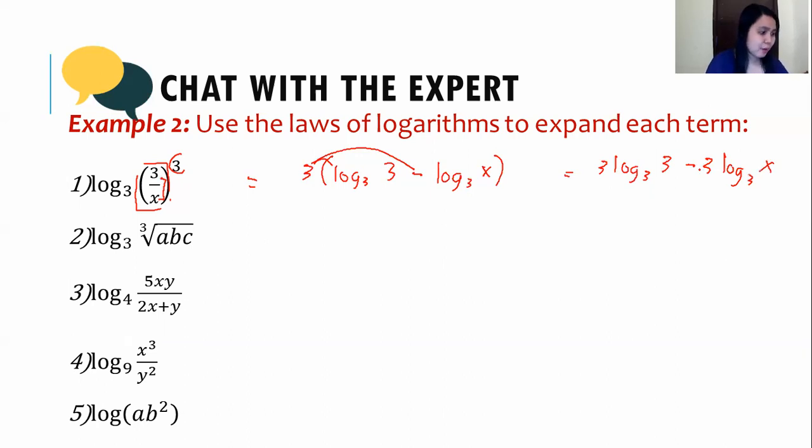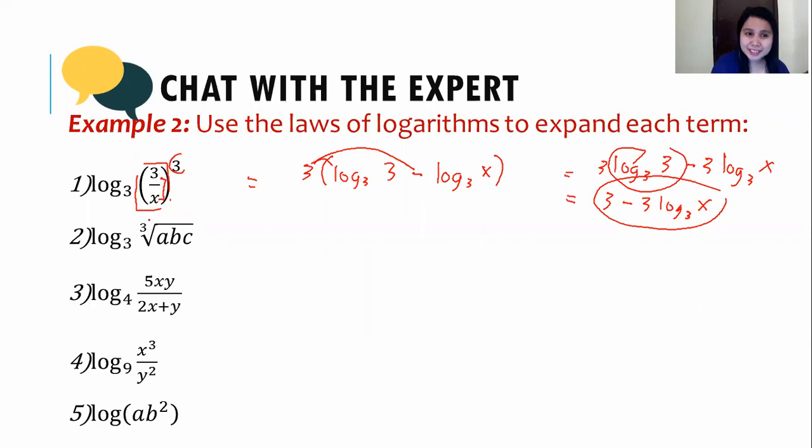However, you can still simplify this one, right? Because log base 3 of 3 is equal to 1. So you have 3 minus 3 log base 3 of x. That is now the answer. Any questions? Let's go to the next one.